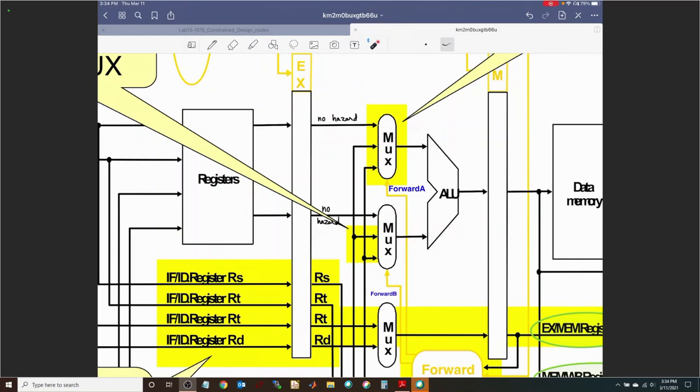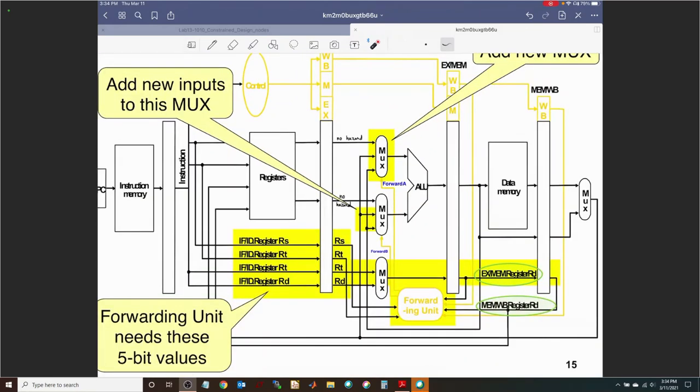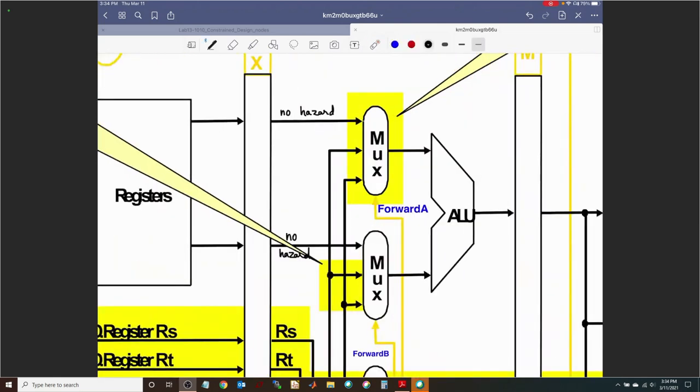Now, the next one, let's also talk about which one this is. Actually that one was easier, right? So this one was right here from the XMEM. Red, sure, I can say this guy was XMEM forwarding. And similarly over here, this was MEM write back forwarding.